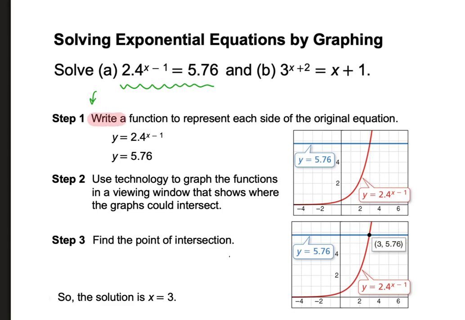We're going to write a function to represent each side of the original equation. So, step one, this side is 2.4 to the x minus 1, and there it is. That's the left side. Step two is 5.76. There it is. And then they've graphed those both right here. So there's y equals 5.76. It's just a horizontal line. And then, as hopefully you were expecting, 2.4 to the x minus 1 power would look like that.